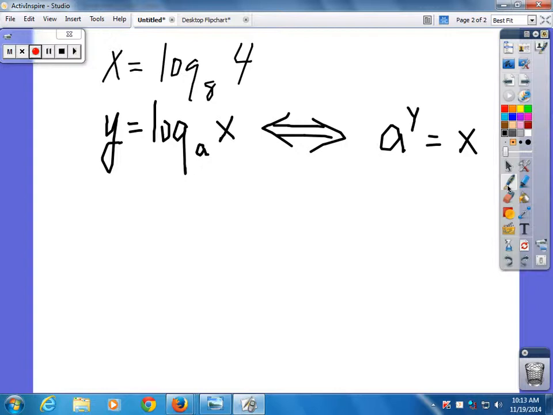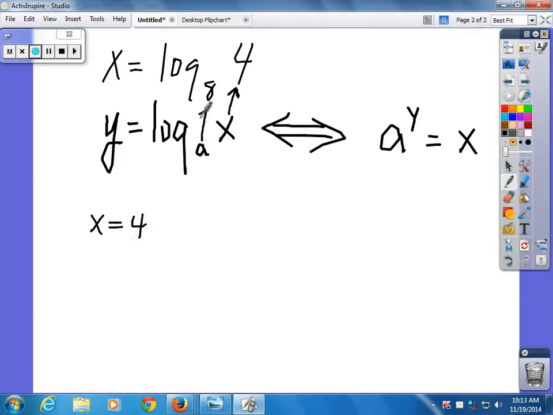Now, there's only one problem. I wish they would not do this. No way. All right. What's my x equal? X is equal to 4. So I'm going to put x is equal to 4.